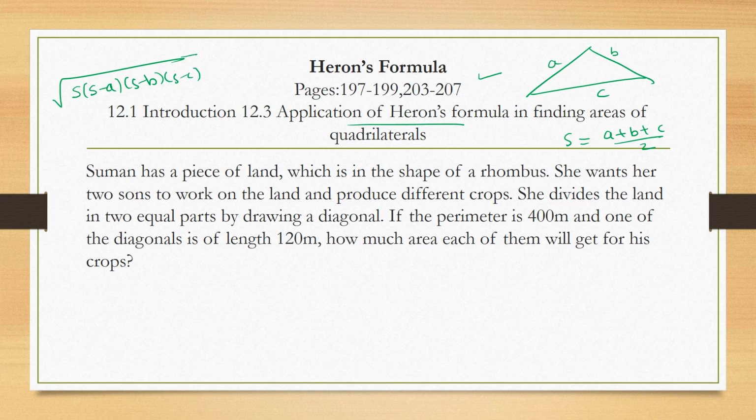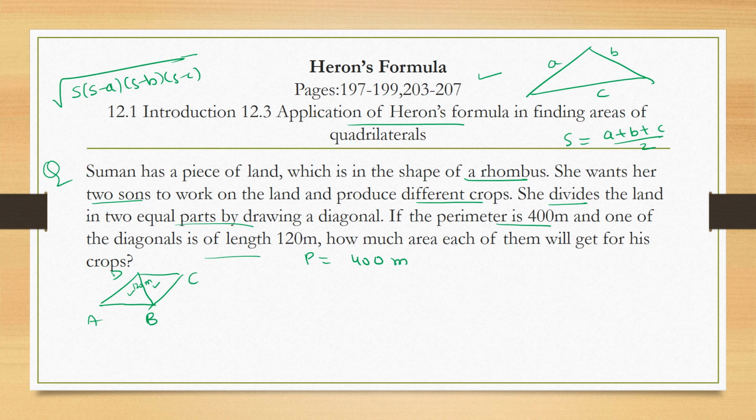Okay. Now let's begin with this question. Suman has a piece of land which is in the shape of a rhombus. Okay, so let's make a rhombus ABCD. She wants her two sons to work on the land and produce different crops. She divides the land into two equal parts by drawing a diagonal. Okay, let's make a diagonal and these two are equal now. If the perimeter is 400 meters and the diagonal is 120, so this diagonal is 120, perimeter is 400.